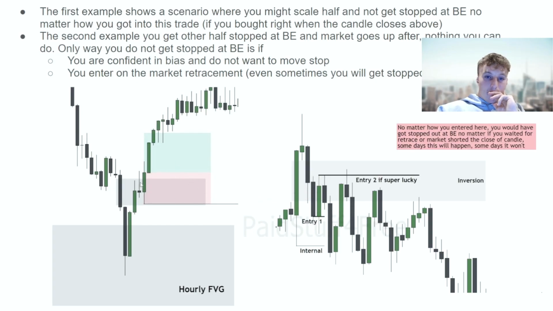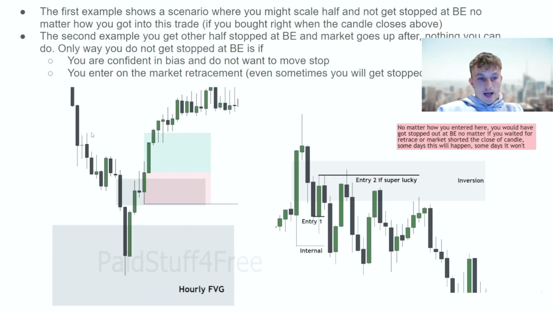So the first example here, it shows where I would scale half and not get south to break even. Okay, there's almost no drawdown in here. There's literally no way to get south to break even in here. So we're delivering off an hourly fair value gap. Price clearly closes above. It's a nice close because it's not super high, it's not super low. It's like a nice general close.